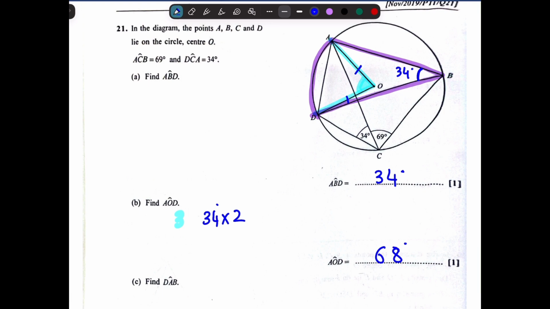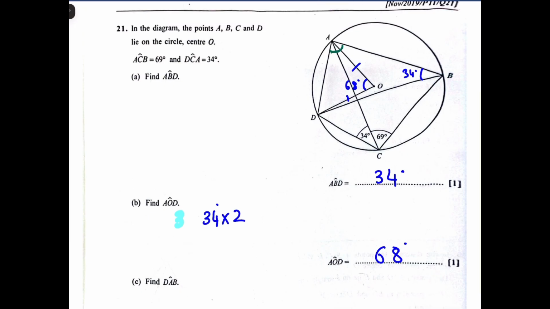Next, they want us to find angle DAB. Let's clear these out. So this is 34, this is 68, and this is the radii. They want us to find DAB. Let's mark angle DAB. This angle. So for this we are going to focus on the cyclic quadrilateral ABCD.